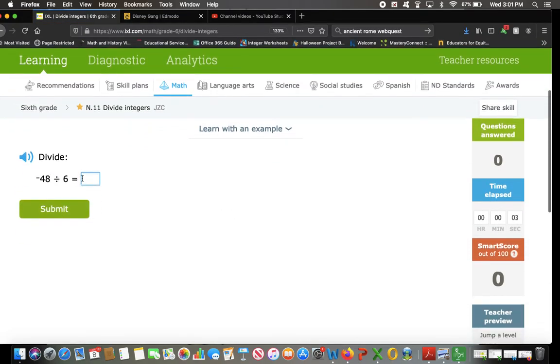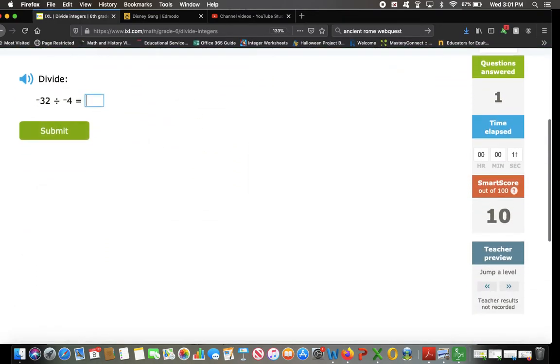So we got two different signs, so our answer is going to stay negative. So what number times 6 is 48? Okay, we have two negative numbers, so then our answer is going to stay positive, and then you just say what number times 4 is 32, and it'll be 8.